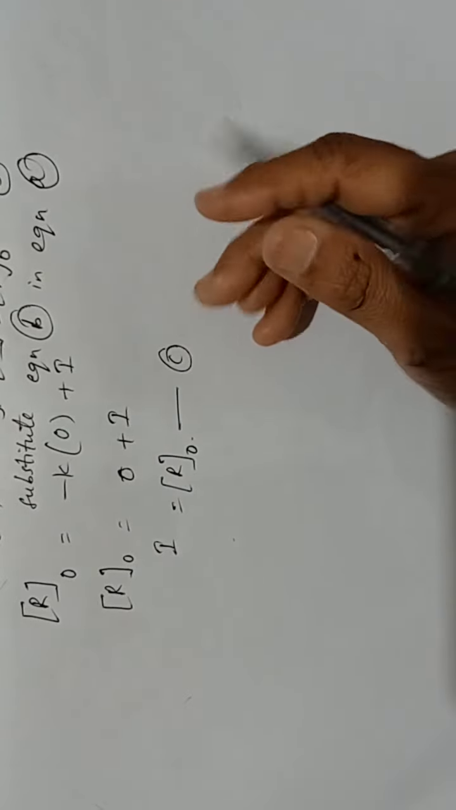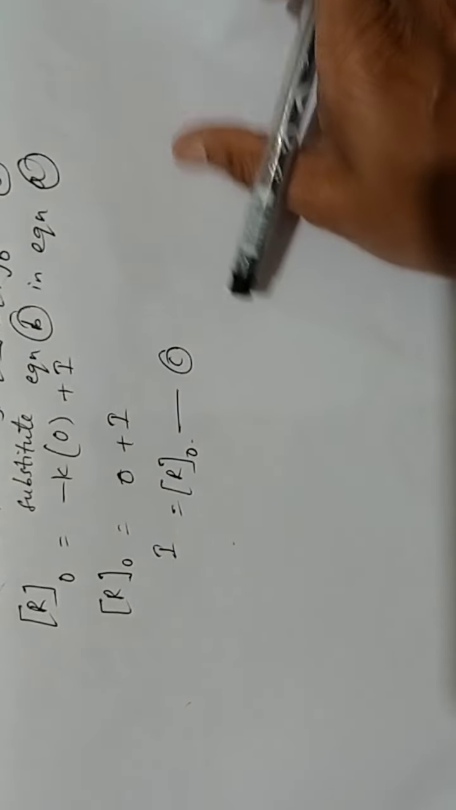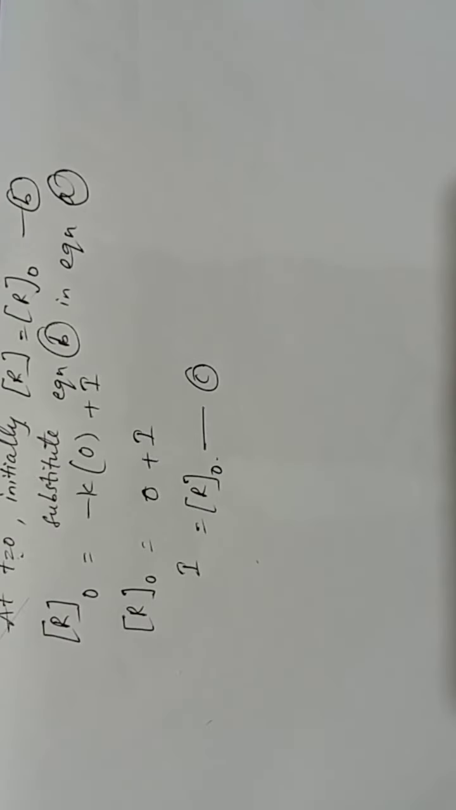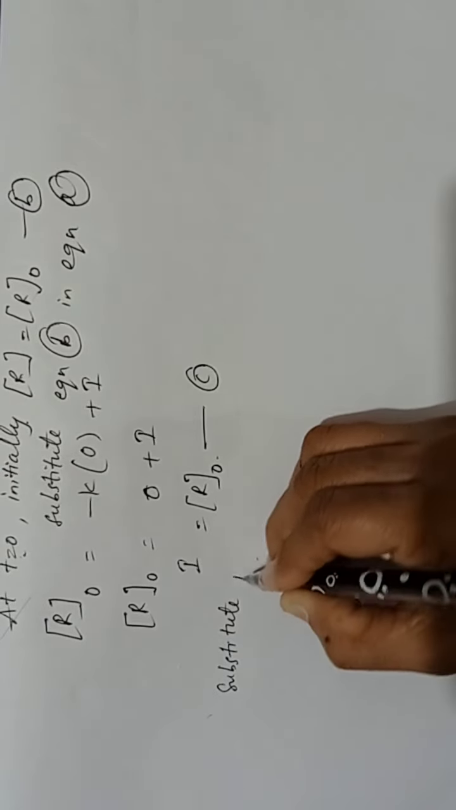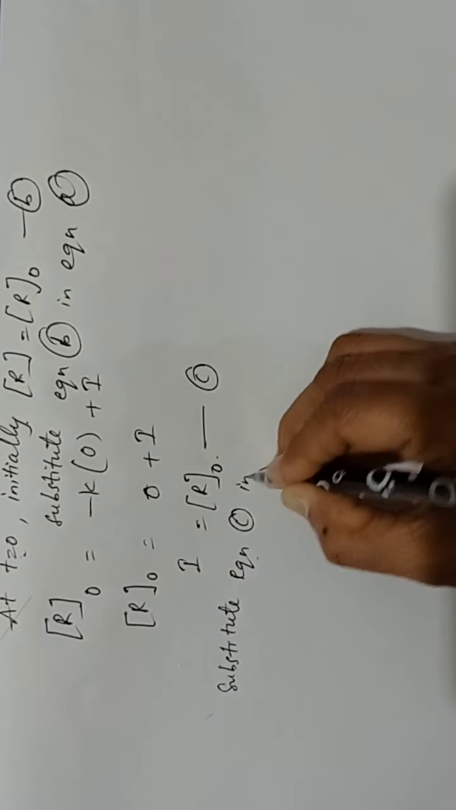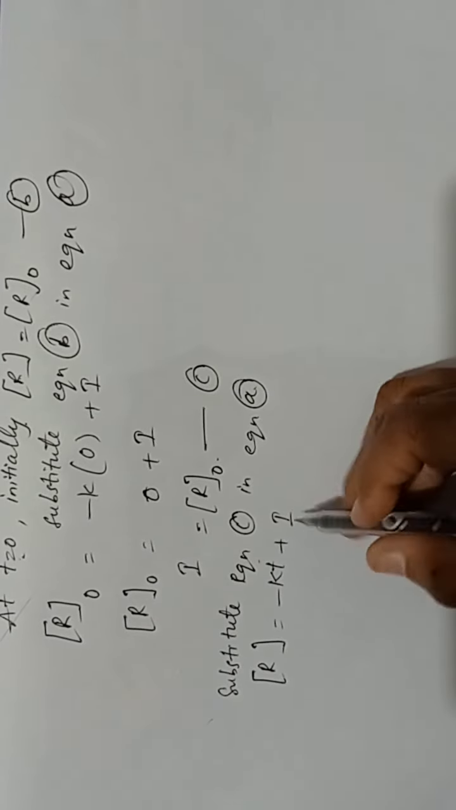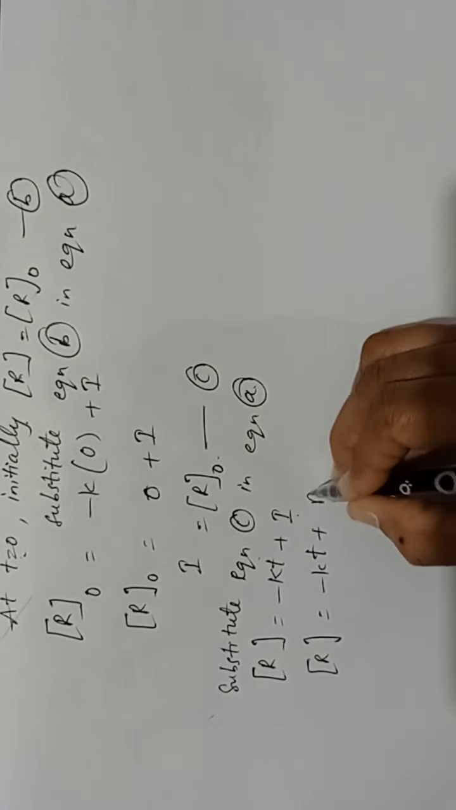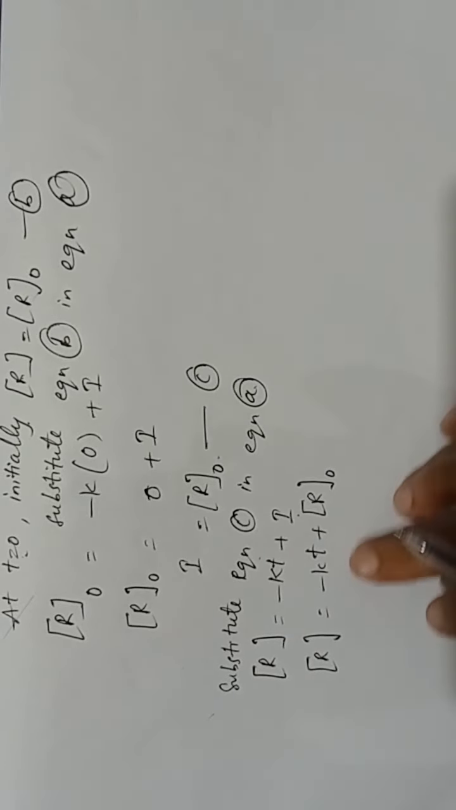Clear? This I am taking as C. I is equal to R naught. So the I value is calculated. Now this value, equation C, substitute in equation A. R is equal to minus KT plus I. The I value is R naught. So minus KT plus R naught. Understood, students? Minus KT plus R naught.